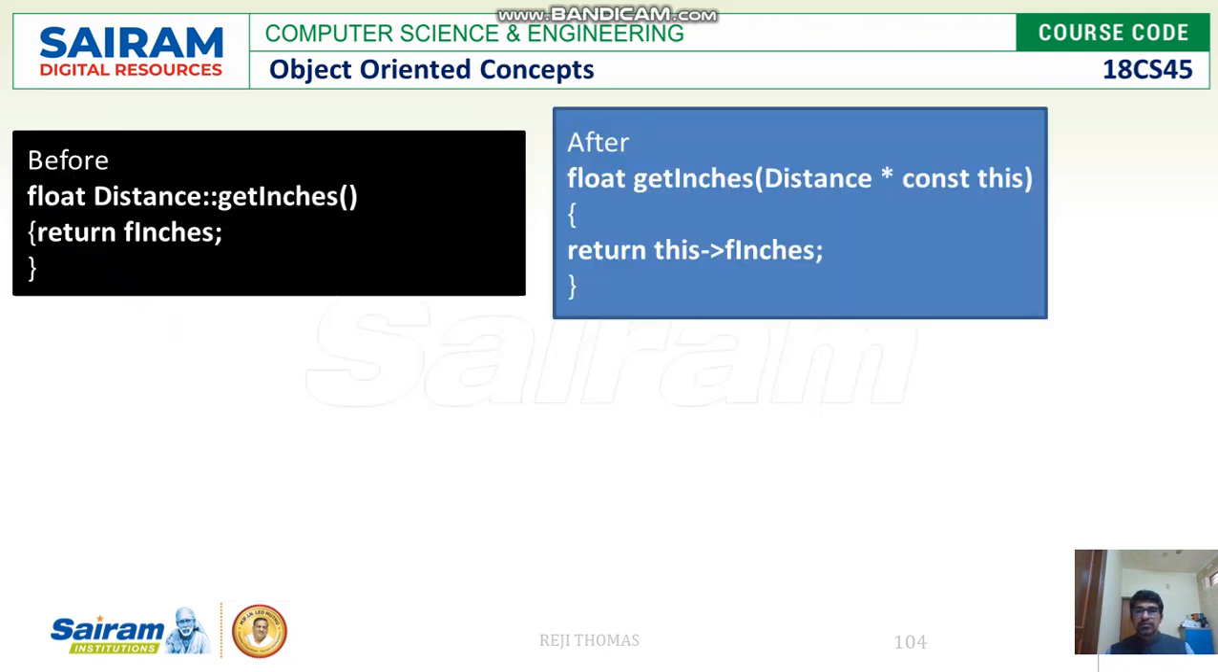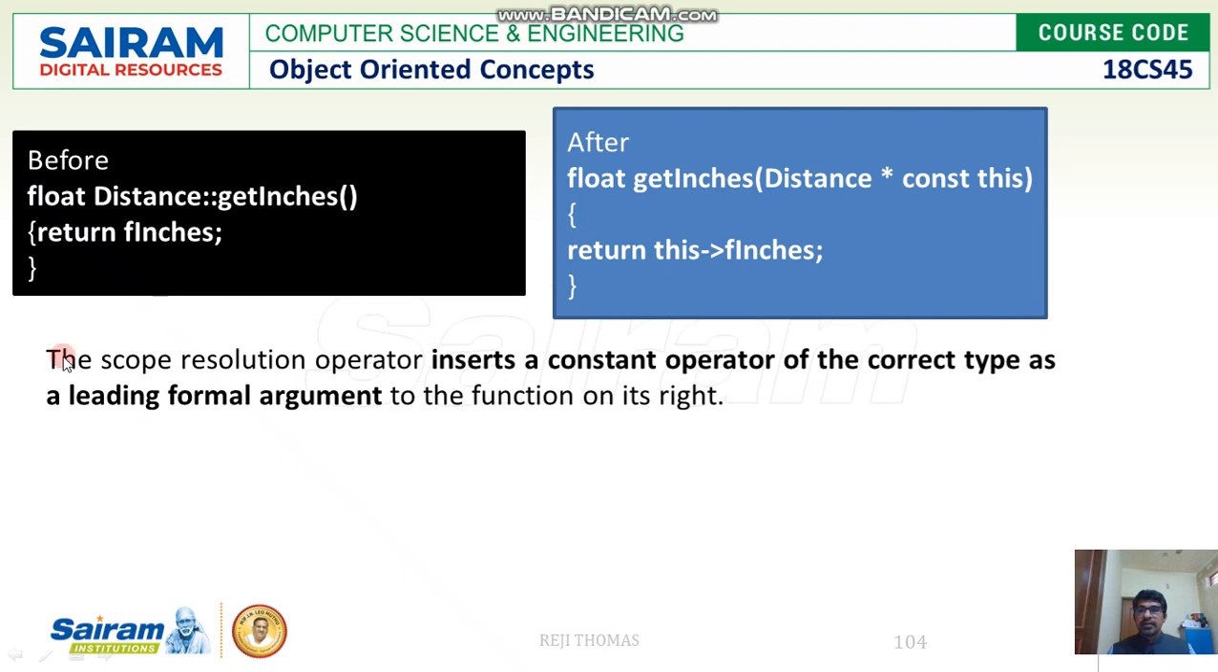right? So here we have another one, where we have get inches. The get inches function name remains as it is. The scope resolution operator inserts a constant operator of the correct type. So please remember this: to which class this get inches belongs. So it should be of the correct type. So that is the job of your scope resolution operator.